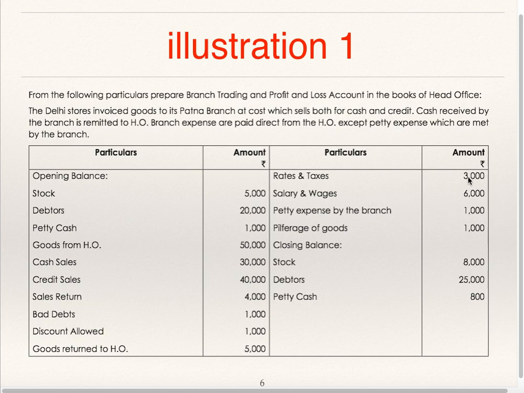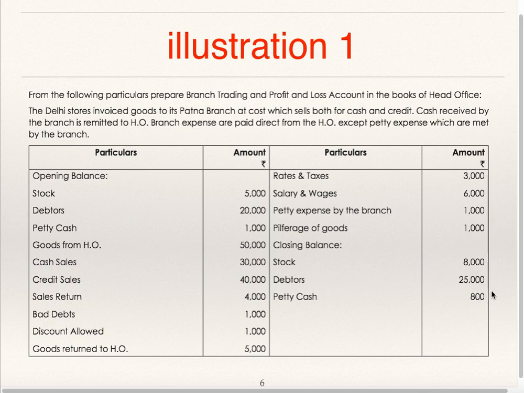Rates and taxes, profit and loss debit. Salaries and wages, profit and loss debit. Petty expenses at branch, profit and loss account debit. Pilferage of goods, trading account credit. This is abnormal loss, trading account credit, as well as it is to be debited to profit and loss account. If it is not insured, if it is insured, and if anything is received from insurance company, that is to be deducted, and net loss is to be debited to profit and loss account. Closing stock, trading account credit.